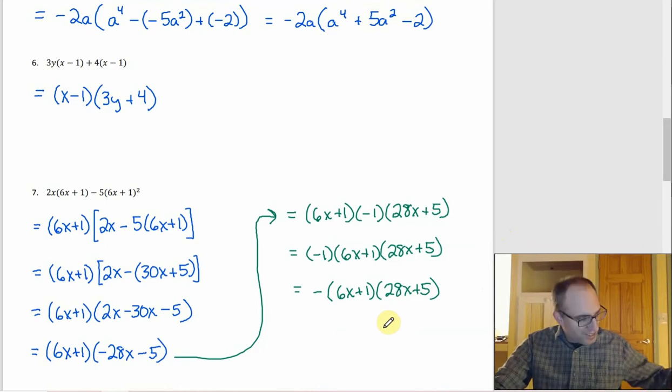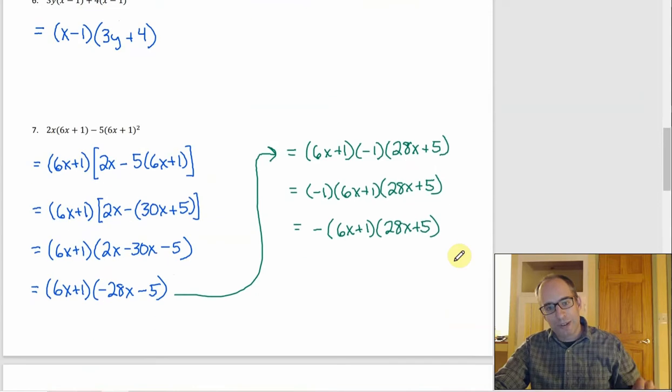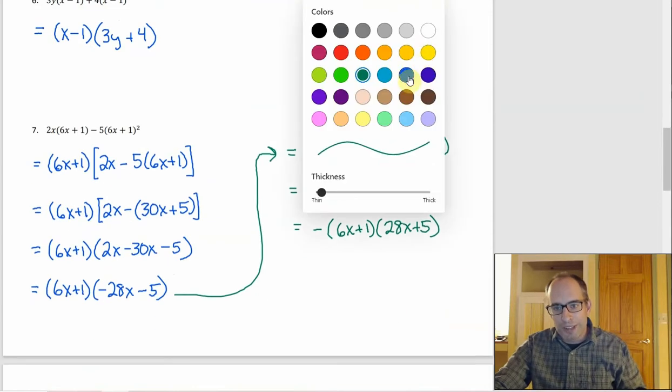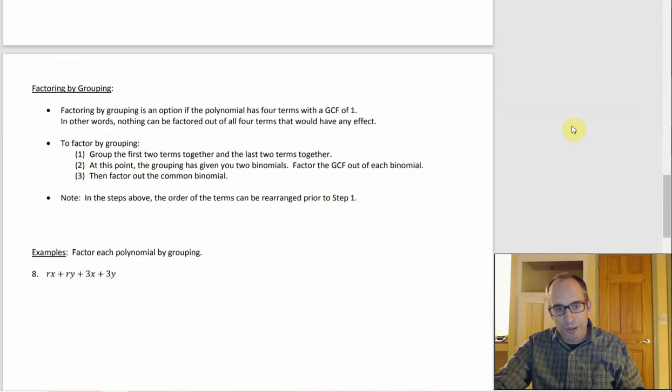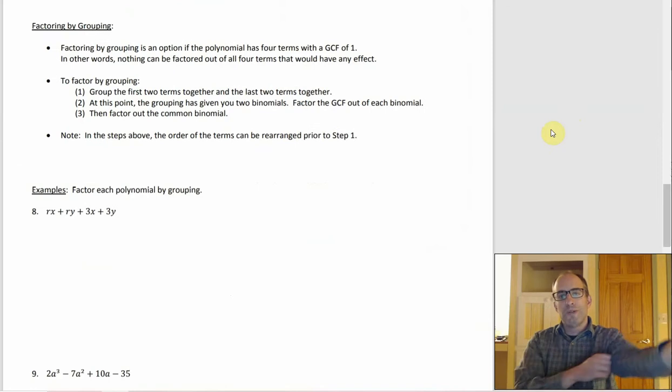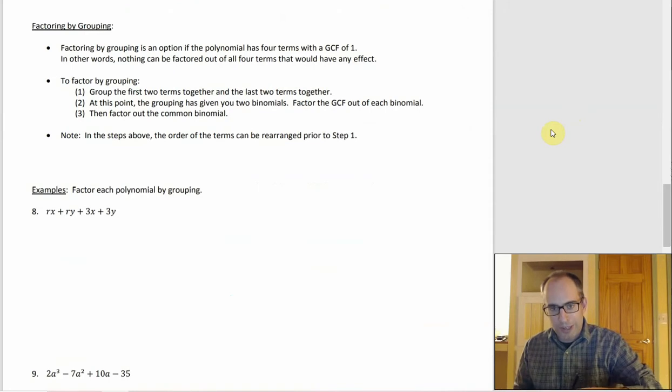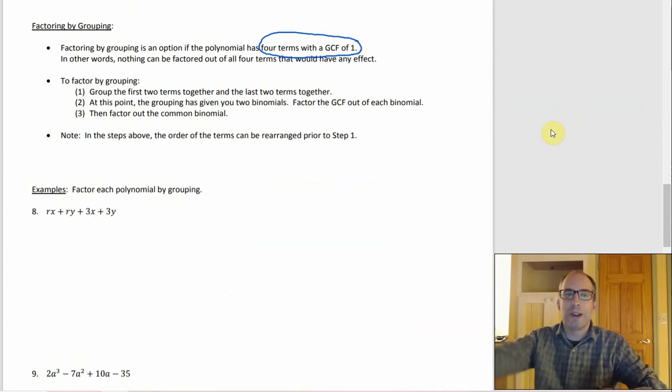All right, the other thing in this section is factoring by grouping. And I said that was the easiest spot because when you have to factor by grouping, it tends to be when you've got 4 terms. So like it says right here, 4 terms with a greatest common factor of 1. That's when factoring by grouping is going to be the thing that you want to do.